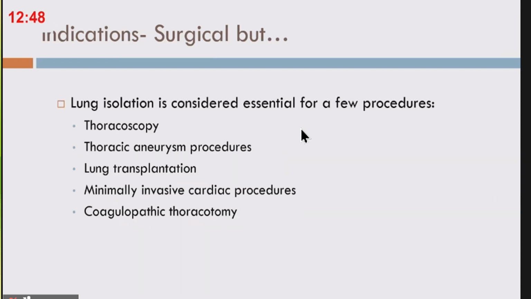Other relative indications for lung isolation are things such as thoracoscopy, thoracic aneurysm procedures, lung transplantation, minimally invasive cardiac procedures, and coagulopathic thoracotomy. And I say that that's relative because you may have some surgeons that are able to do some of those without needing the lung down.